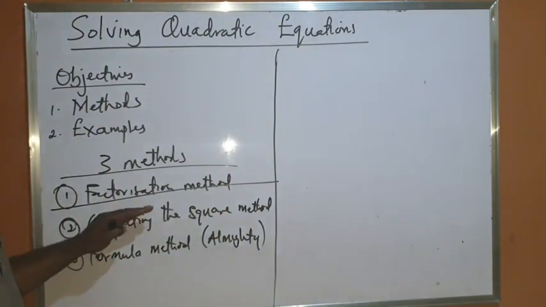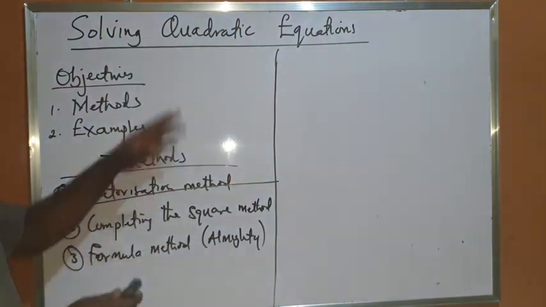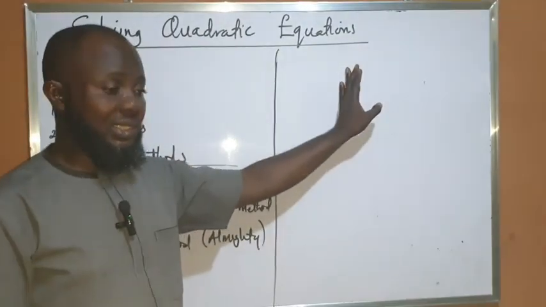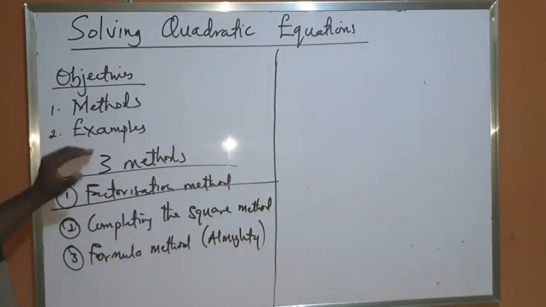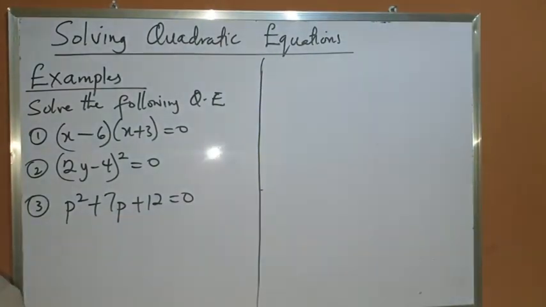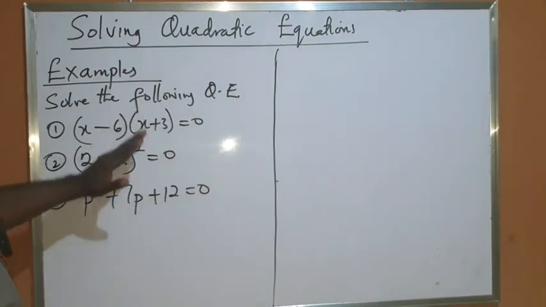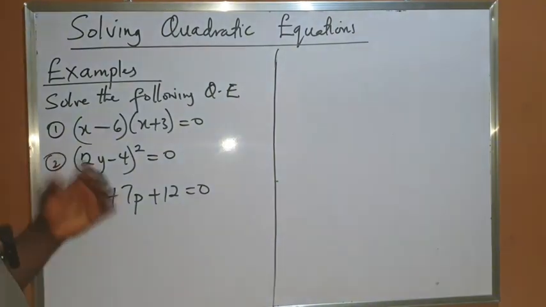So let's look at the factorization method of solving quadratic equations. I hope this is clear. We're going to look at examples to solve that now. All right, so these are the examples. We have more than this, but let's look at these first three examples.